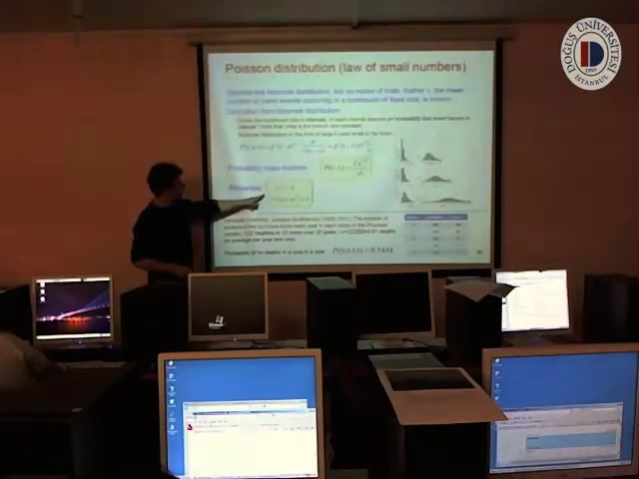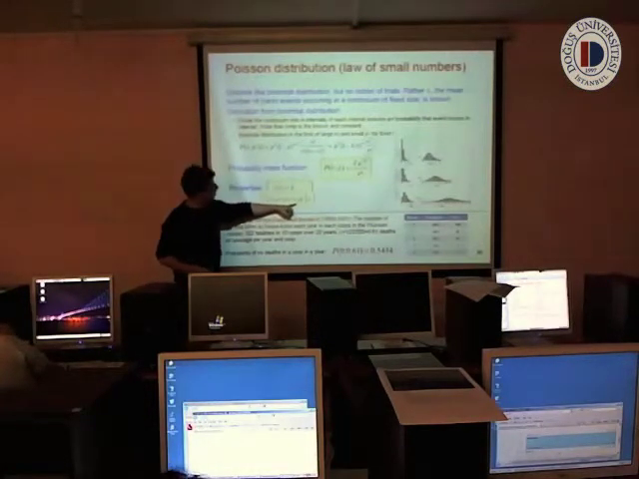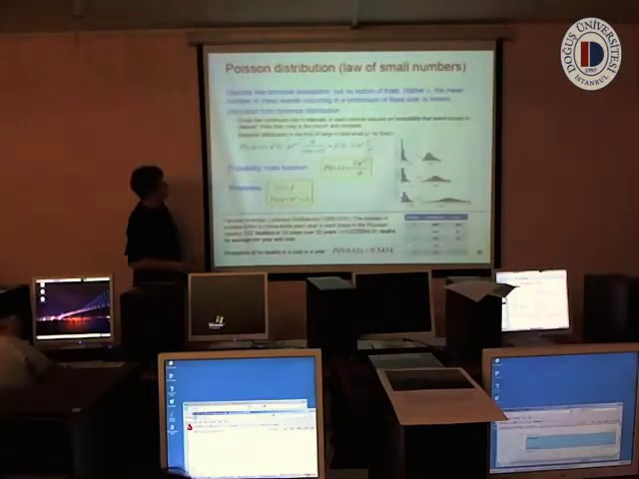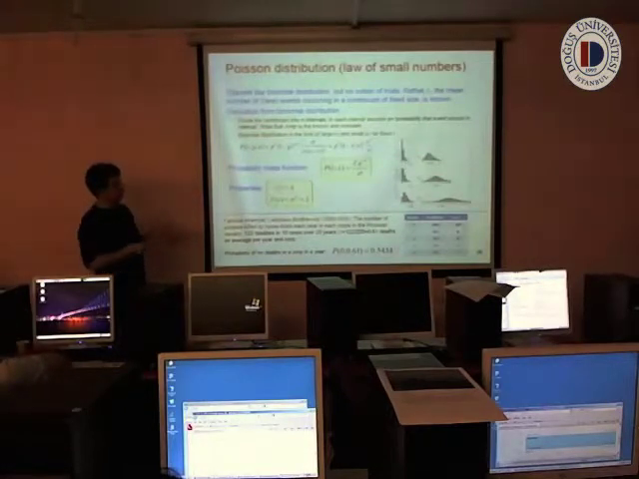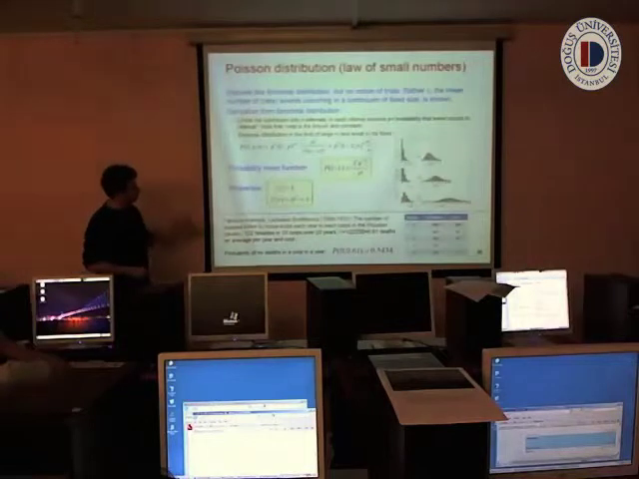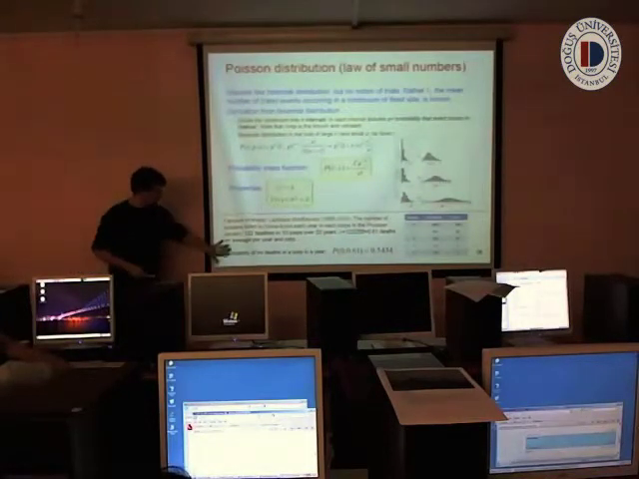And for that, it's important to know that the mean of the distribution is lambda, and also the variance of the distribution is this lambda. I said lambda is basically the number of events in a certain fixed amount of time, the average number of events in a certain fixed amount of time.